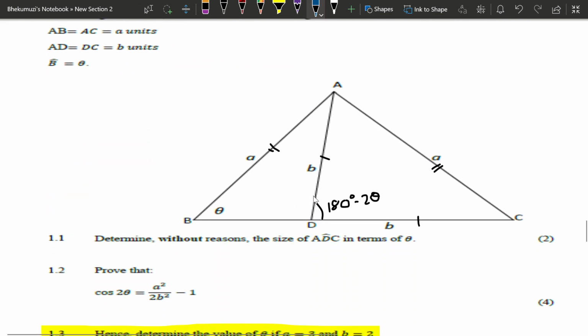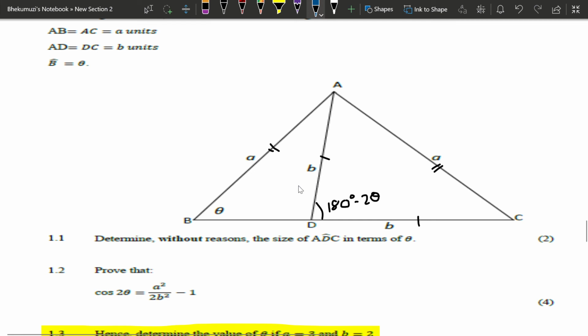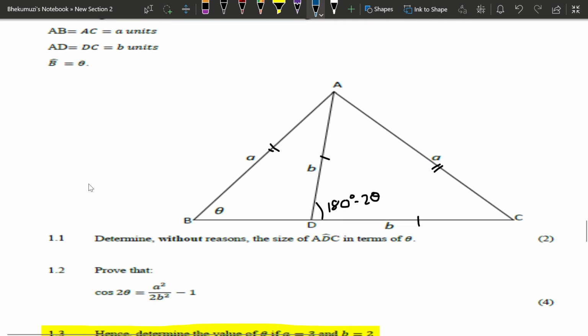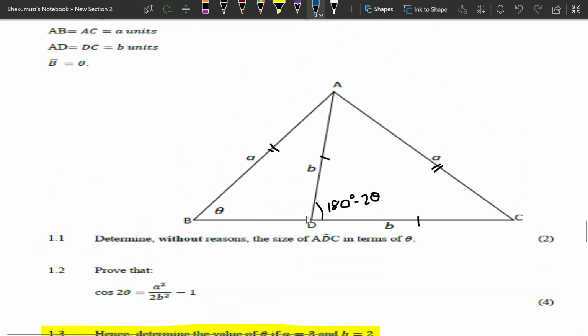And then we have another question where I think it's quite important for you to see. In the diagram below, ABCD is an isosceles. D lies on BC. AB is equal to AC, AD is equal to DC, which is equal to B, and the angle B is equal to theta, right? So it says here, determine without reasons the size of the angle ADC. And where's that angle? It is ADC, which I had already done.